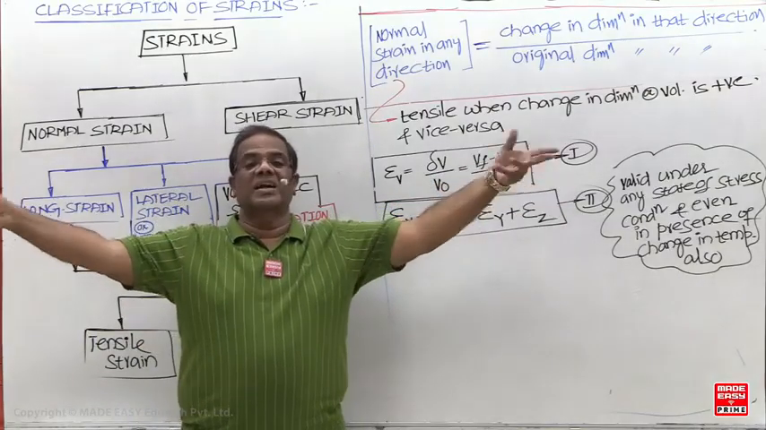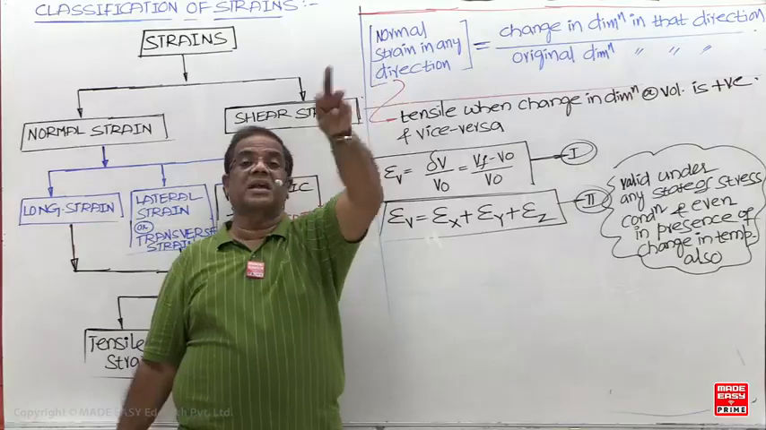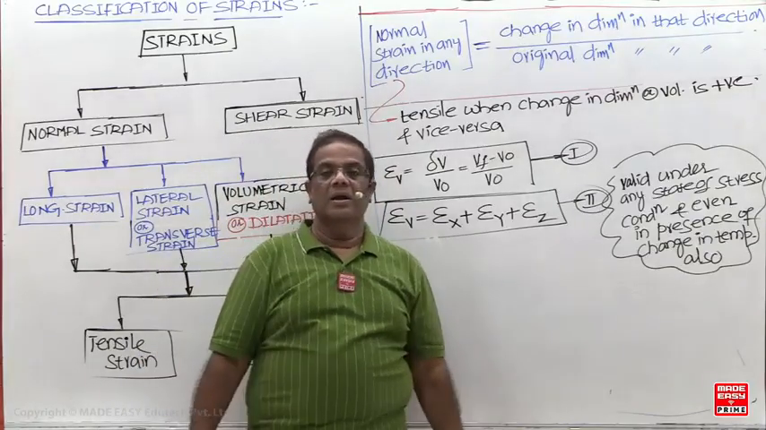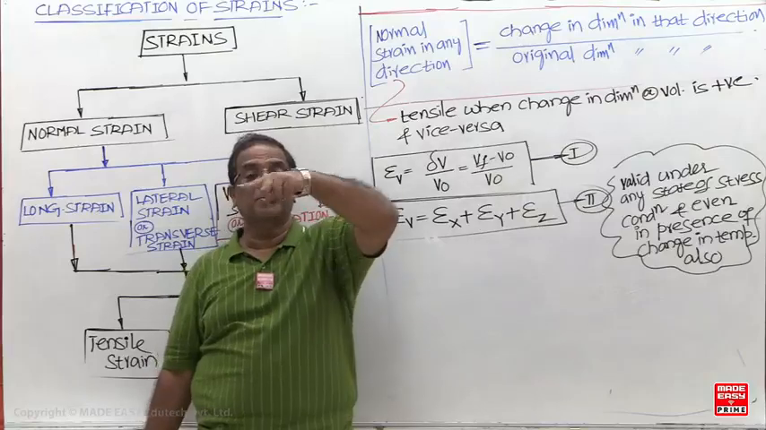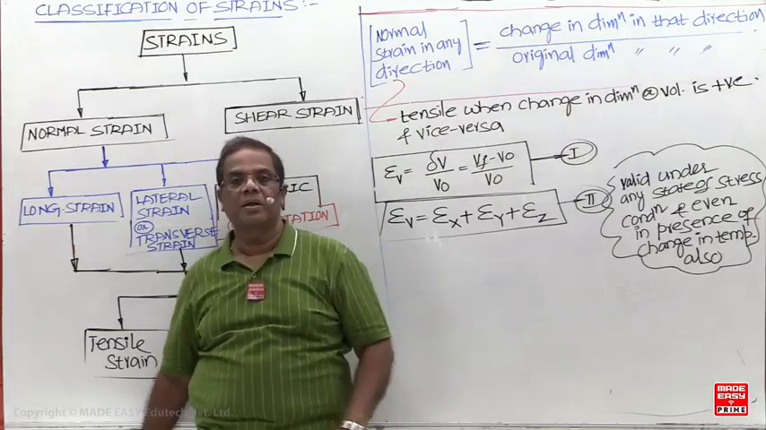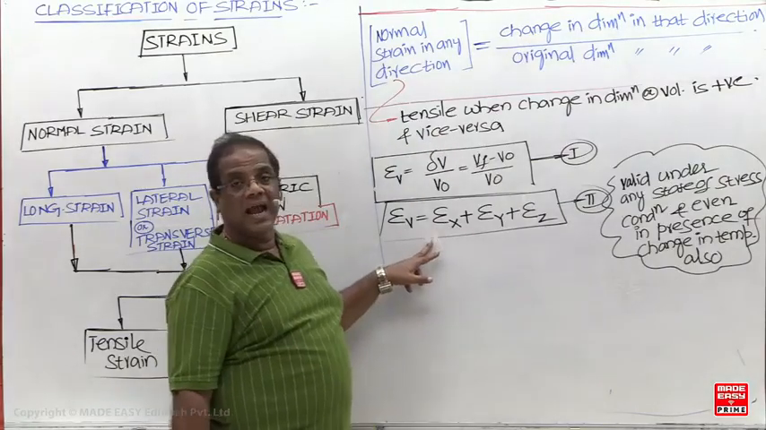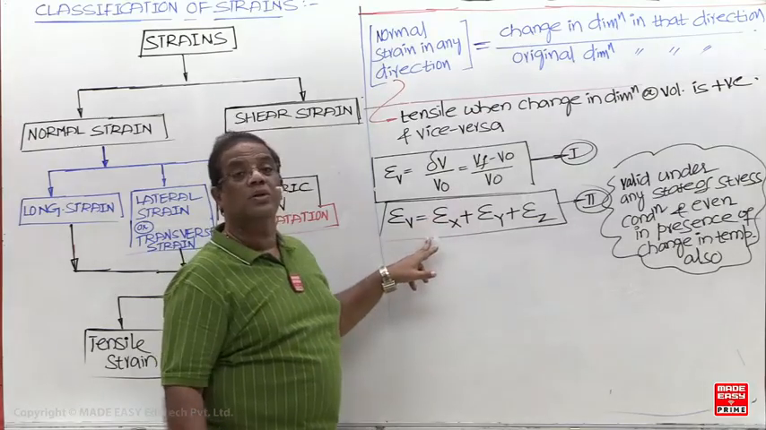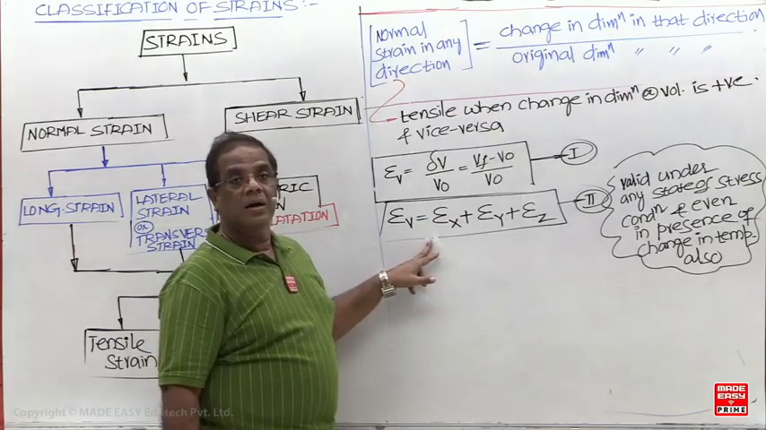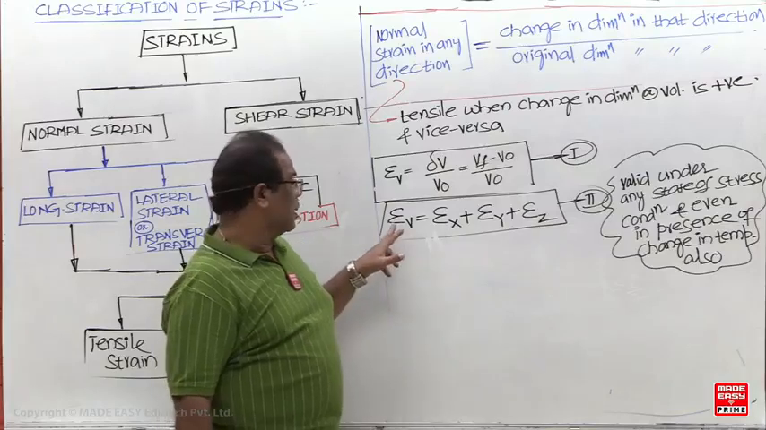Triaxial means load is in three directions. So longitudinal strains are three, and lateral strains are six. Total how many are there? Nine. In each direction, how many strains? Three. So in case of biaxial and triaxial state of stress, it is called the total strain or net strain.